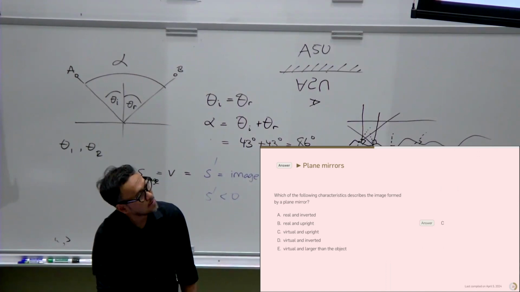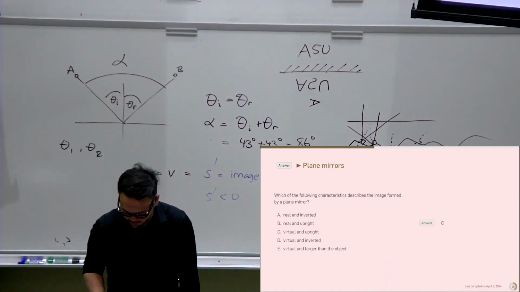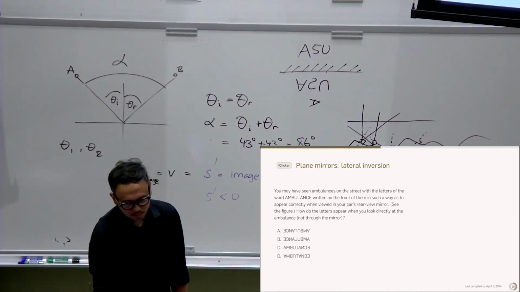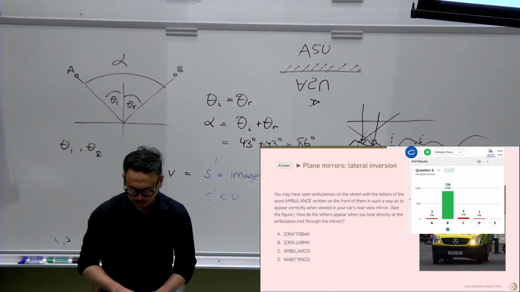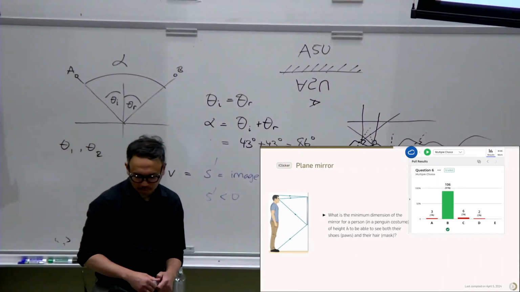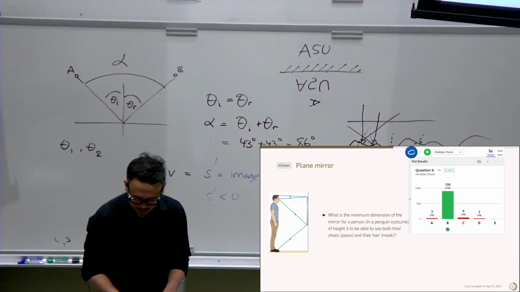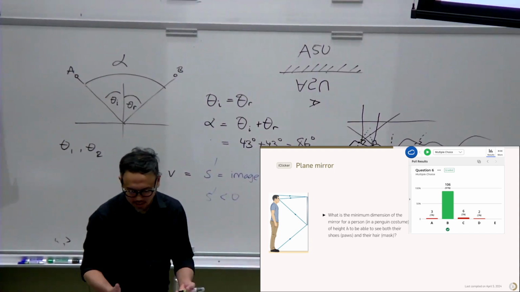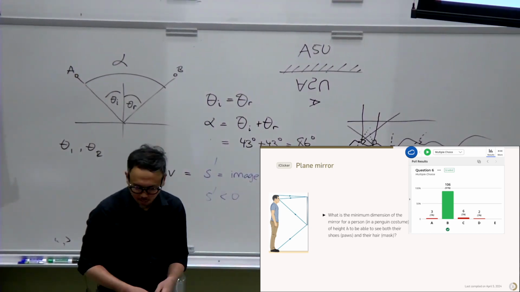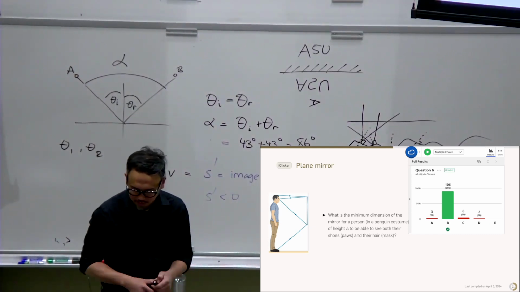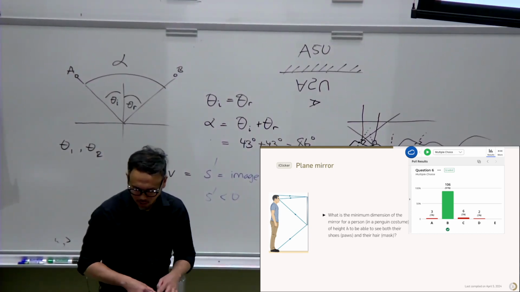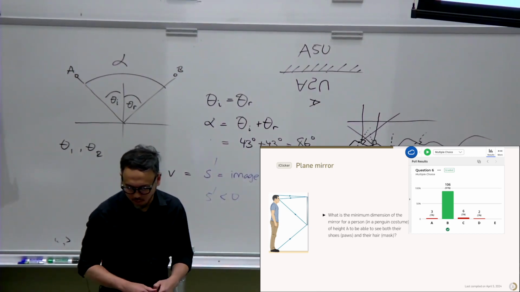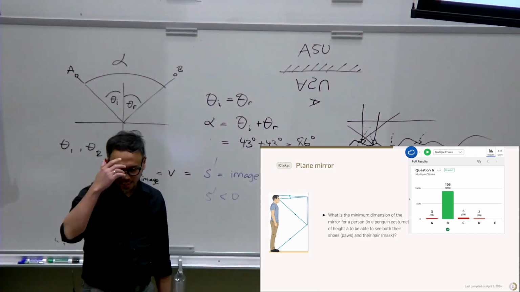So it looks like that if you haven't seen an ambulance before. So this is a common problem, and I'm pretty sure it will appear on the MCAT. There is a plane mirror. It's a classic problem. What is the minimum dimension? So there is a person and a mirror. This happened to be a male. It doesn't have to be a male. What is the minimum dimension of the mirror for a person in a penguin costume of height h to be able to see both their shoes and their hair?